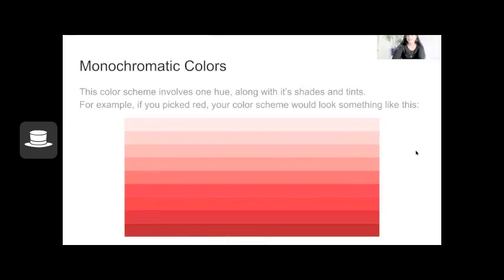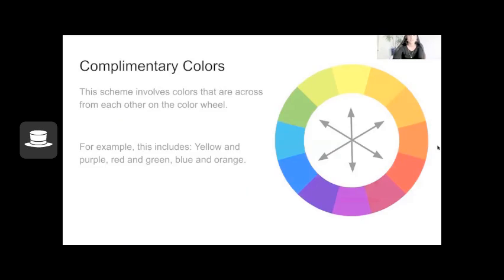And monochromatic schemes also include tones. So you can also add gray to red in order to produce more differentiation in your color, okay? Another color scheme, complementary colors. This is one of my favorites. So this is going to be any color along with the color that's directly across from it on the color wheel. So we have purple and yellow, blue and orange, red and green, okay?